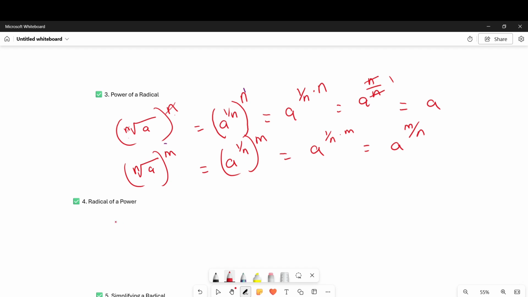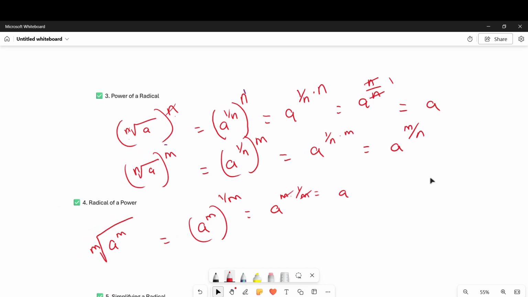Okay, then radical of a power, the same thing. See, a to the power m, if you take the root with the same index m, the same thing happens here also. So a to the power m, convert this into exponent form, 1 by m. So a to the power m times 1 by m is equal to, this m and m will cancel. So a. If that is different, let's simplify a radical expression.